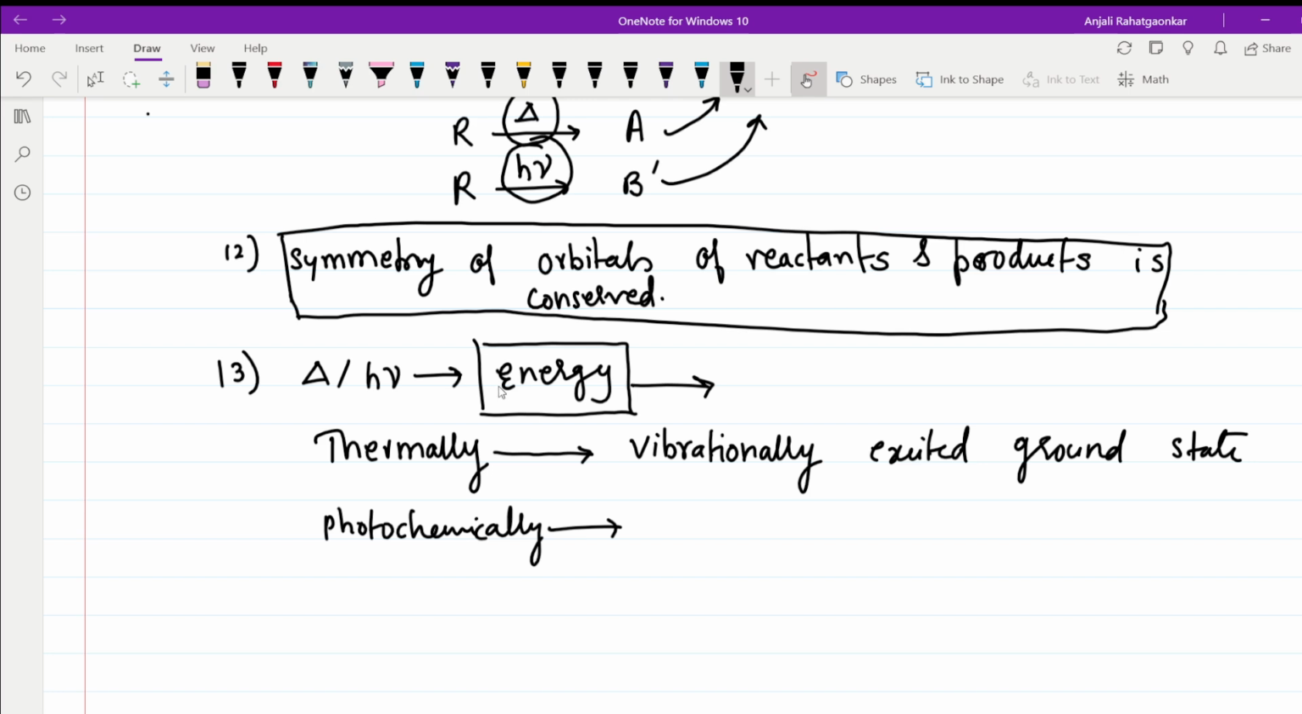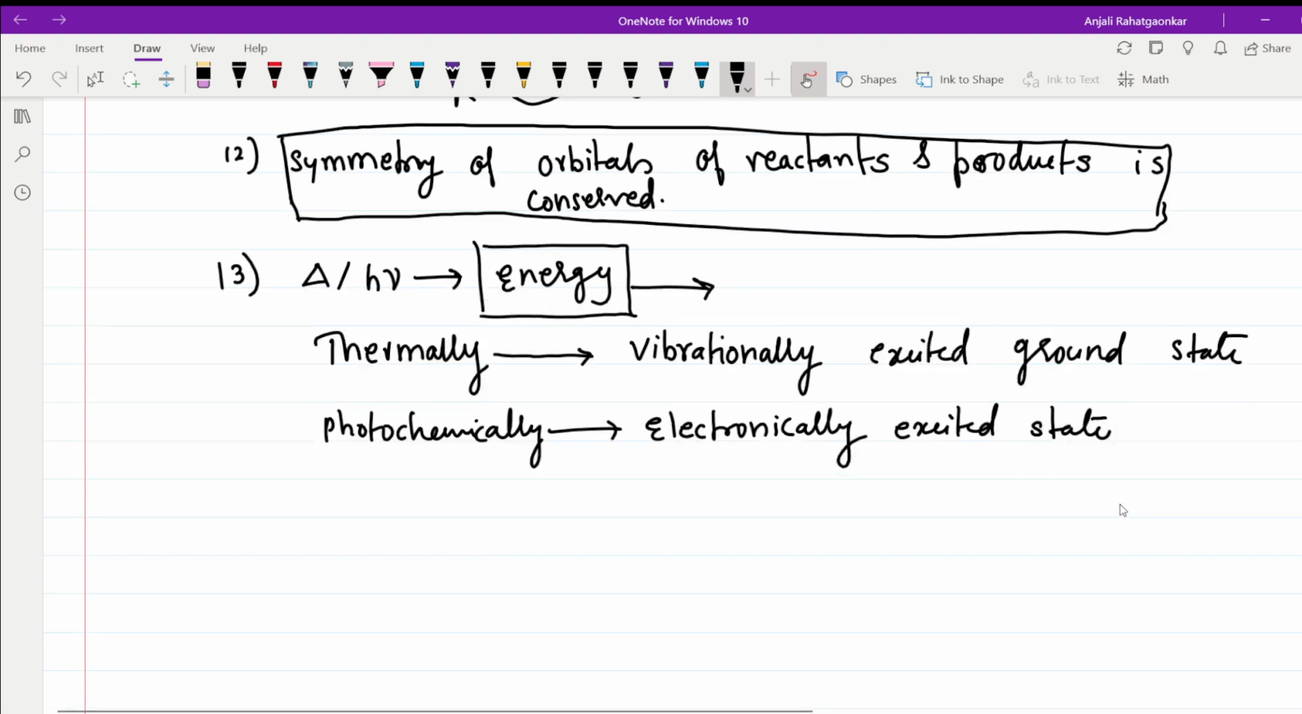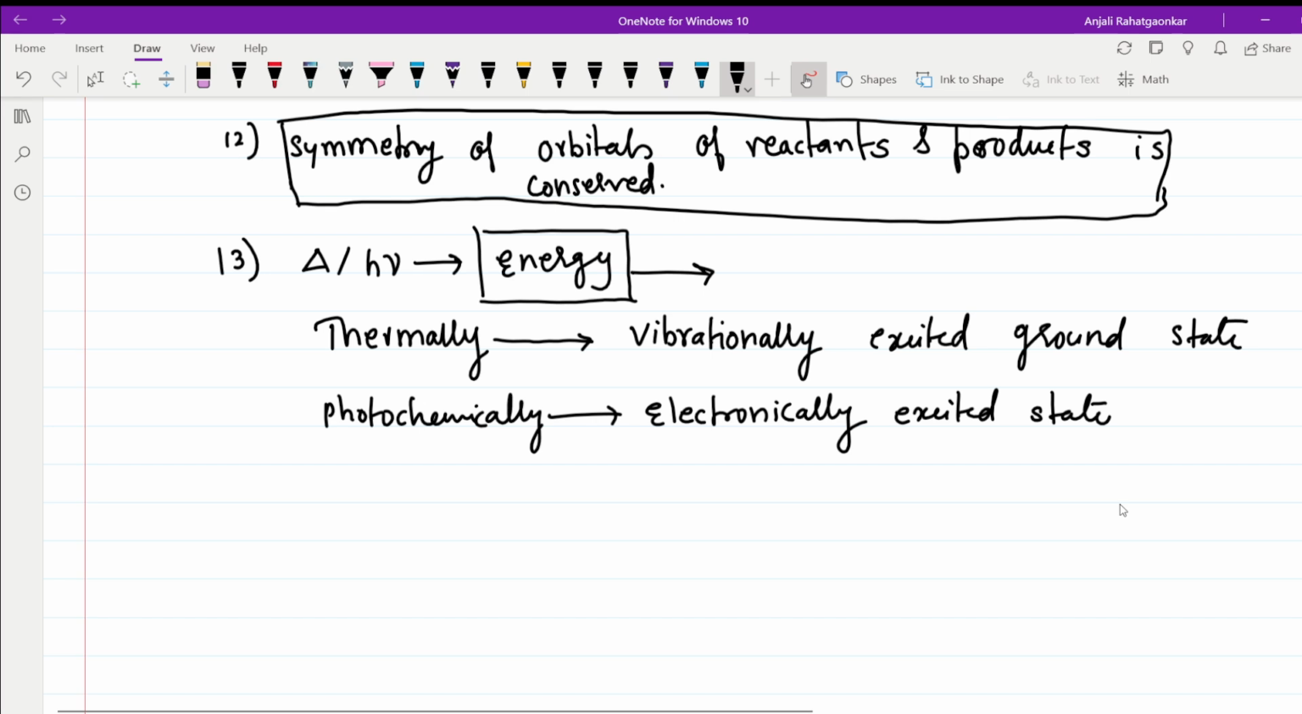But in the photochemically induced reaction, what is happening? The reaction takes place through the electronically excited state. Electronically excited state. So I have already explained what the electronically excited states are: singlet state, triplet state, ground state. So the photochemical reaction takes place via the electronically excited state.